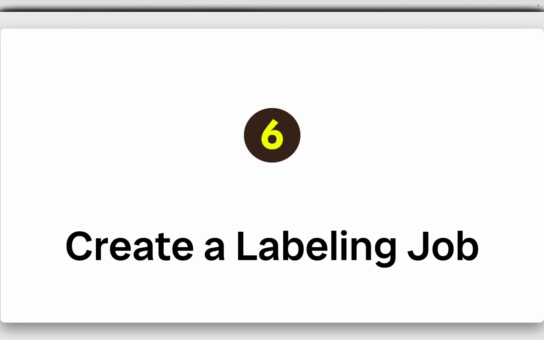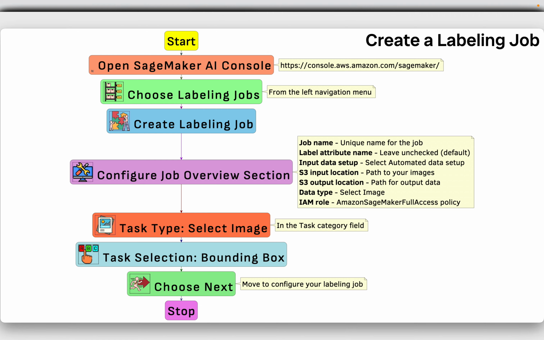Sixth topic is how to create a labeling job. So you can open SageMaker AI console. Then you can choose the labeling jobs from the left navigation menu and you can just click on create labeling job. Then you will configure the job overview section and you will provide the job name. Then you will provide the label attribute name. So unique name for the job, label attribute name. So default is unchecked.